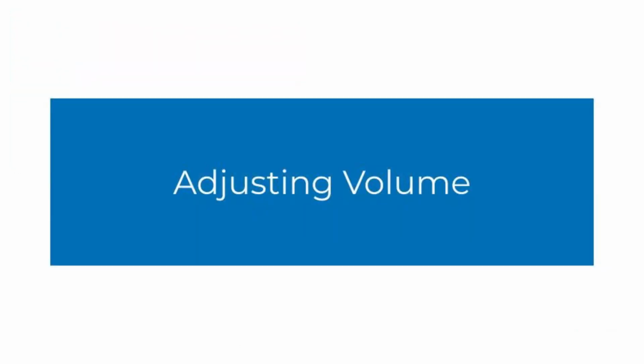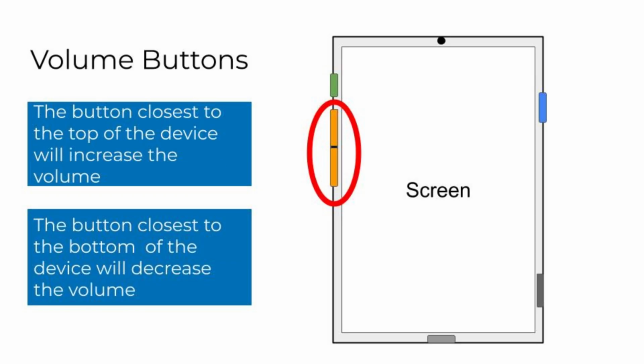Finally, we will talk about how to adjust the volume of your device. The volume buttons are usually located on the left side of the device. On some phones, the volume button may be two separate buttons adjacent to each other to increase or decrease volume. On other phones, the button may be one long button for both actions.